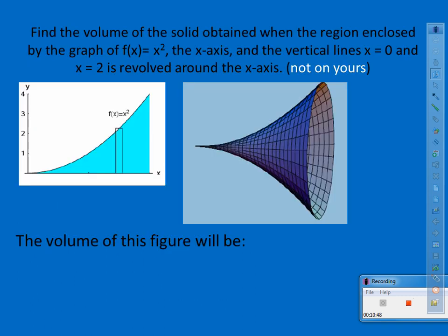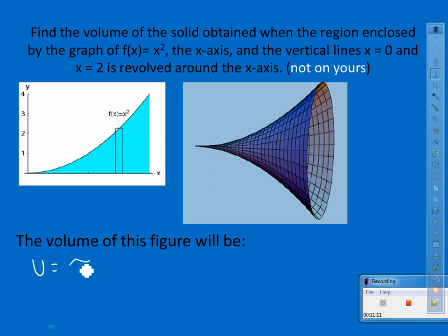Okay. This one's not on yours, but here's the graph of y equals x squared from 0 to 2, and then I spun it around the x-axis just so you could kind of see the figure that it would make. And then I forgot how many rectangles I put in there. You can kind of tell from each of the lines, but this would be an easy thing to find the volume of now. It would just look like this.